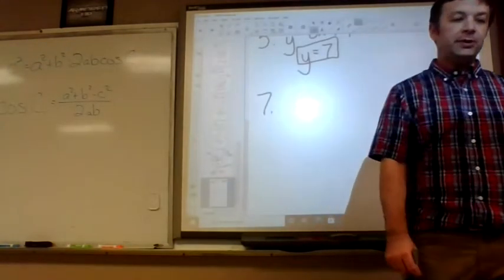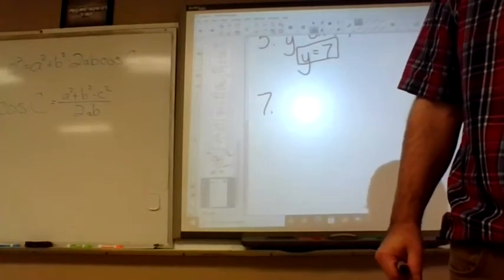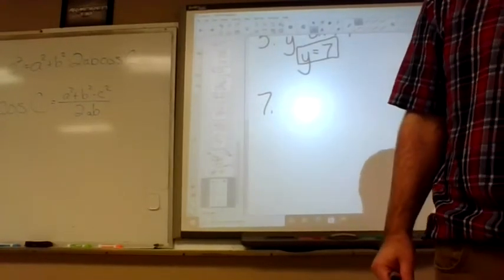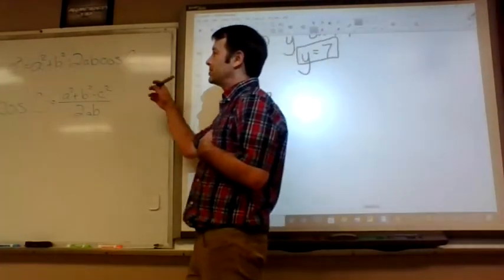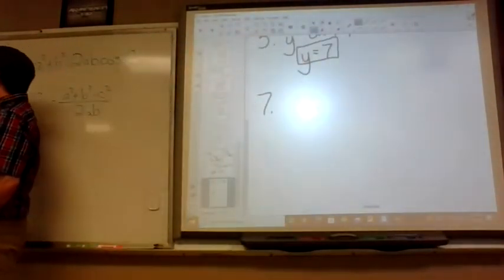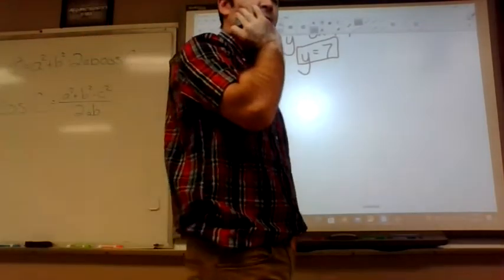Number 7. So on 7 they graphed it before us, and we're supposed to write the equation that goes with the graph. So again, we still need a slope and a y-intercept. So let's start with the slope, I guess.